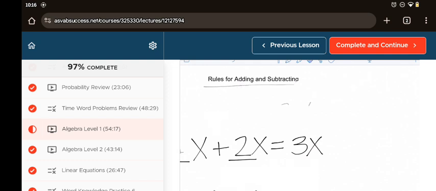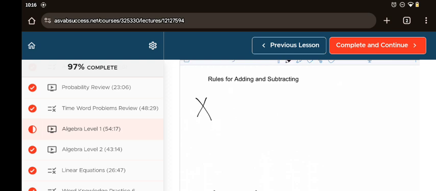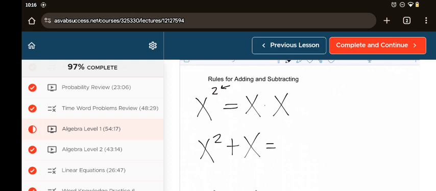Okay? Now, what if it has an exponent? An exponent is this small number up here. This means x times x. Okay? Now, what if we have x squared plus x? What does that equal? Well, that equals x squared plus x. We cannot add these together. And the reason we can't add them together is because they don't have the same exponent. So here we have an exponent of 2. But in this one, there is no exponent. That means there's an invisible 1. If they do not have the same exponent, we cannot add them together.